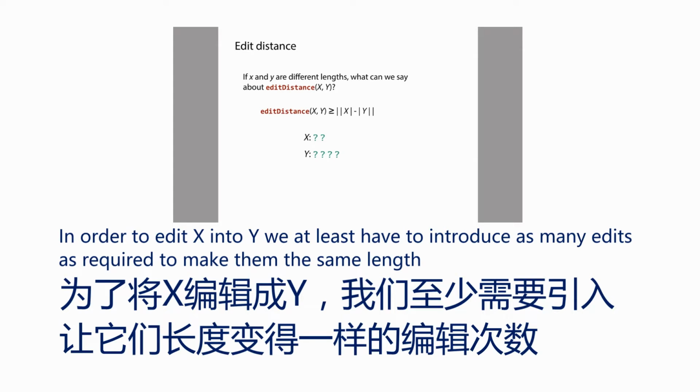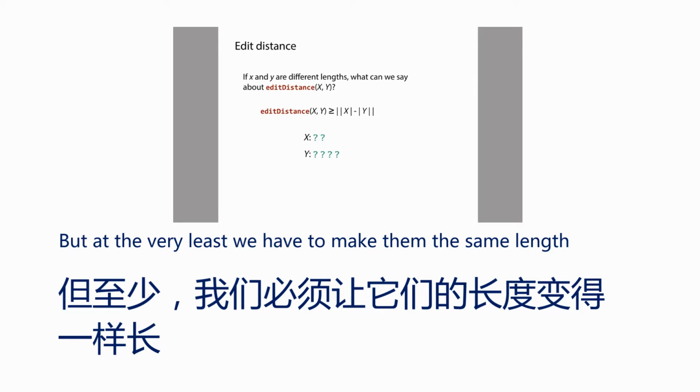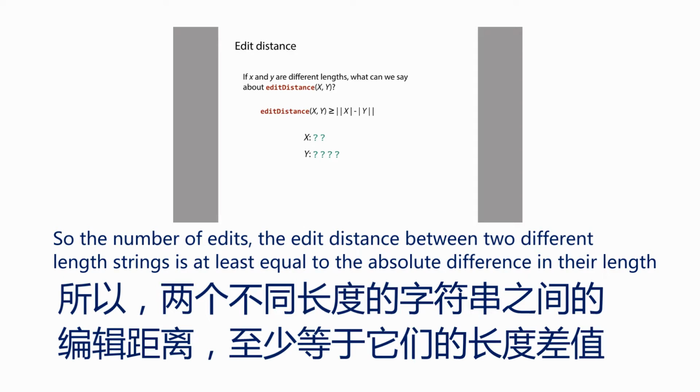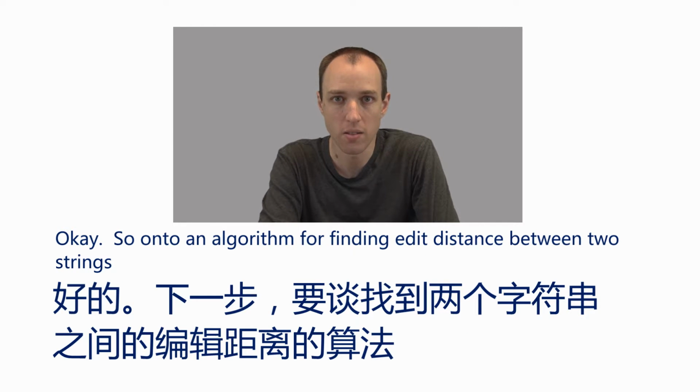In order to edit x into y, we at least have to introduce as many edits as is required to make them the same length. We might then require some more edits to make them exactly the same sequence, but at the very least we have to make them the same length. So the edit distance between two different length strings is at least equal to the absolute difference in their lengths.